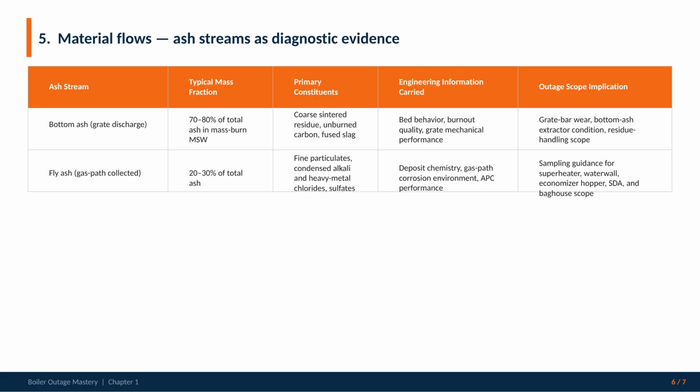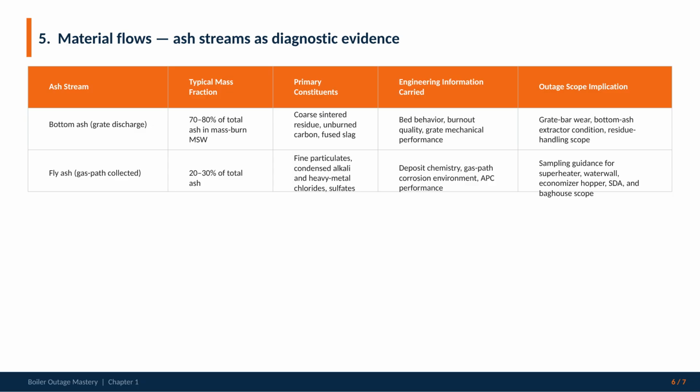Bottom ash makes up 70 to 80% of the combined ash in a mass burn MSW unit. It tells you about bed behavior, burnout quality, and grate mechanical performance. If you are seeing high unburned carbon in the bottom ash, you have a combustion problem. If you are seeing fused clinker in unusual locations, you have a local overtemperature or air distribution problem on the grate.